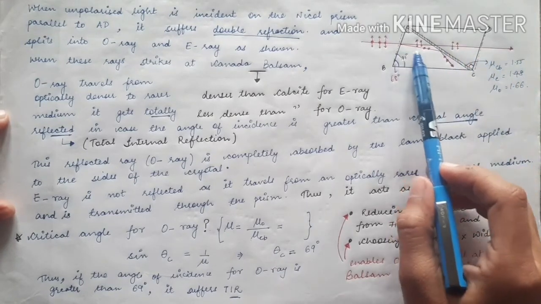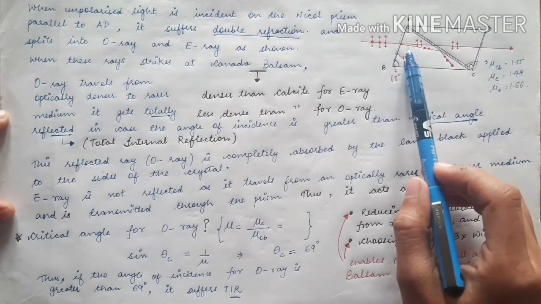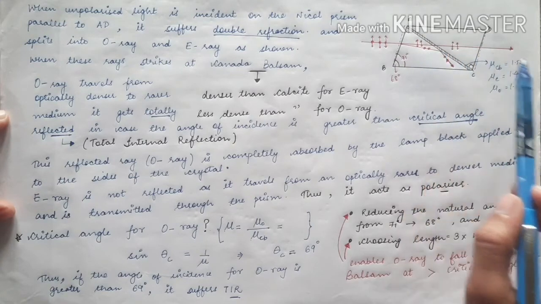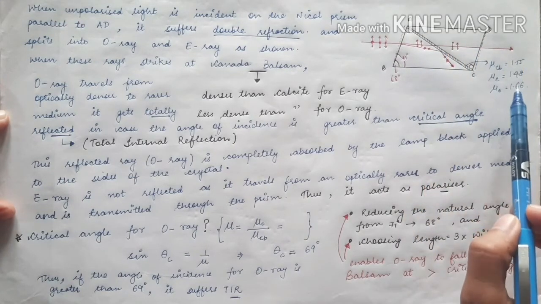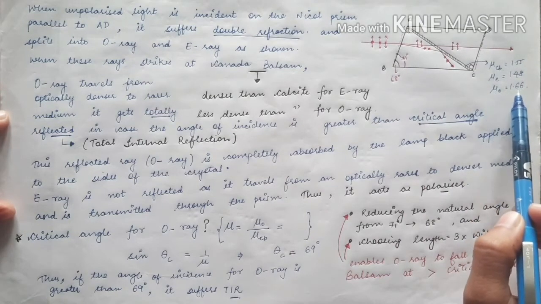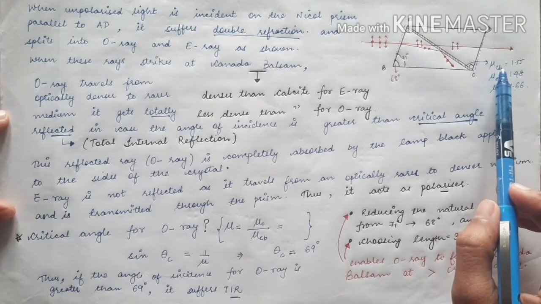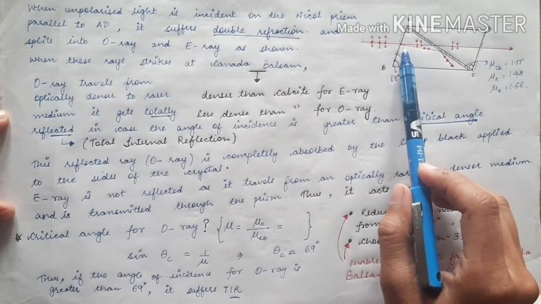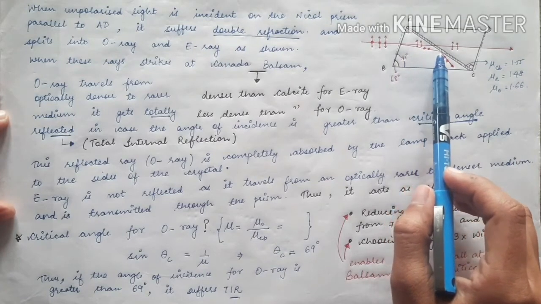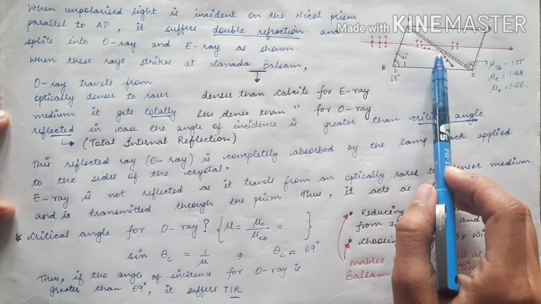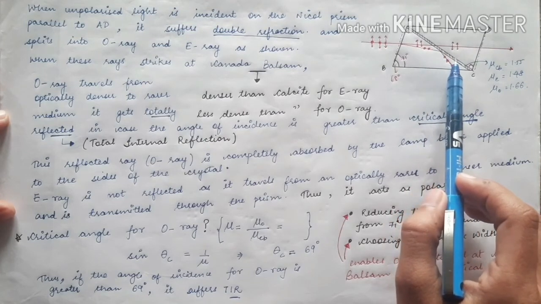But the O ray, the ordinary ray, the refractive index of the ordinary ray in calcite is denser as compared to the Canada balsam. From these figures, you can easily see that the refractive index for the case of O ray in the calcite is more than the refractive index of the Canada balsam layer. Therefore, we can say that the ordinary ray is traveling in a denser medium, and Canada balsam is a rarer medium.